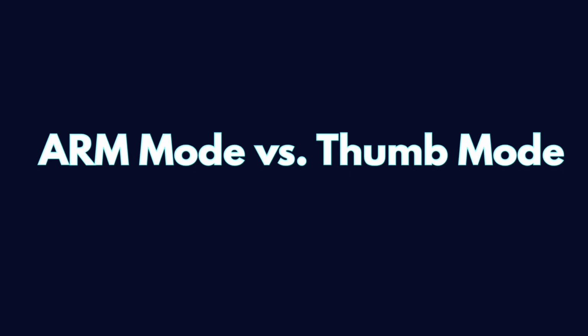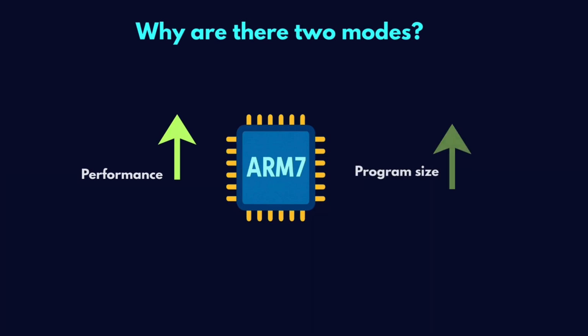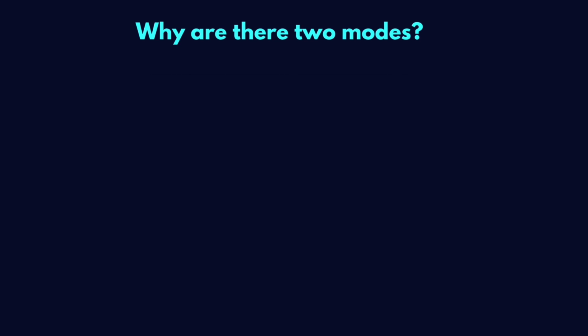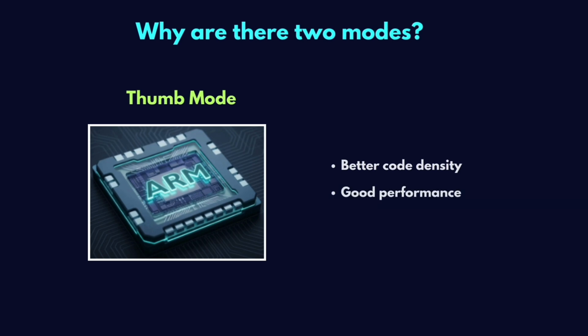In this video, we will understand ARM mode versus thumb mode. ARM processors were designed to deliver high performance, but performance comes at the cost of larger program size. In many embedded systems, memory is limited and expensive. To solve this problem, ARM introduced thumb mode, which provides better code density while still maintaining good performance.